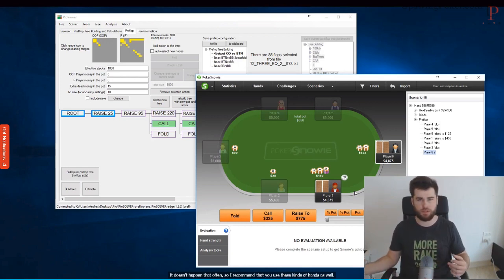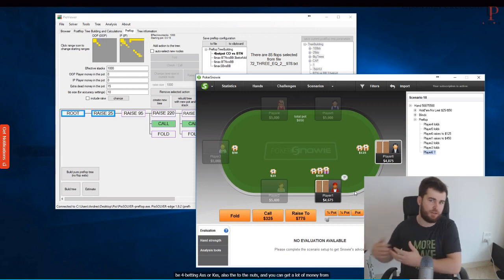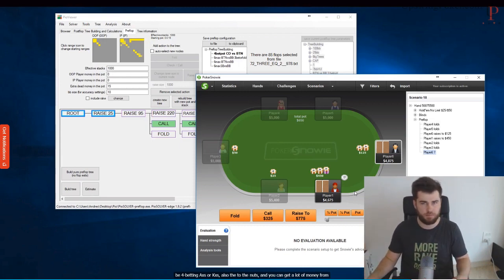PioSolver usually slow plays in the forward pots with aces and often kings, not ace king of course. And if you're playing deep stack, for example 150 blinds, 200 blinds, it's much better to have a king in your calling range than in the shoving range. Why? Because it will give you a feeling of protection that is really needed, and your opponent might be 4-betting ace x suited or king x suited, like he has odds to the nuts, and you can get a lot of value from this kind of spots.